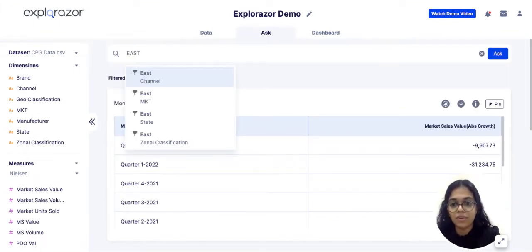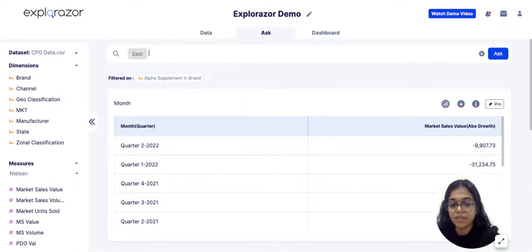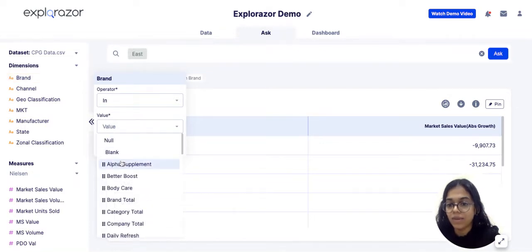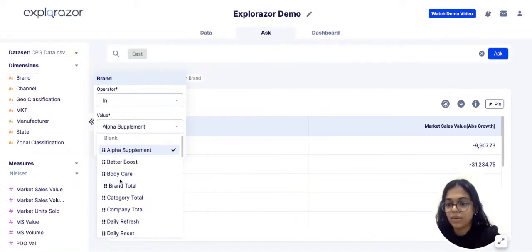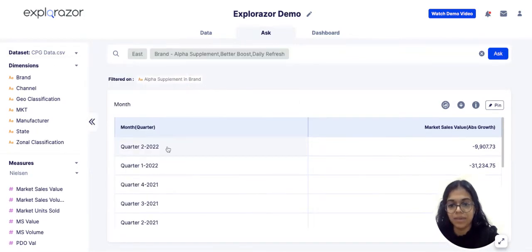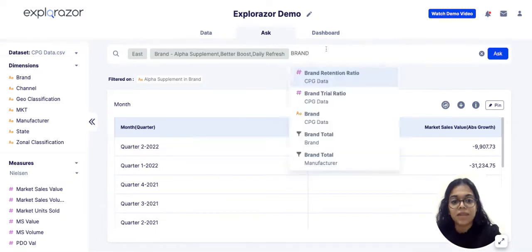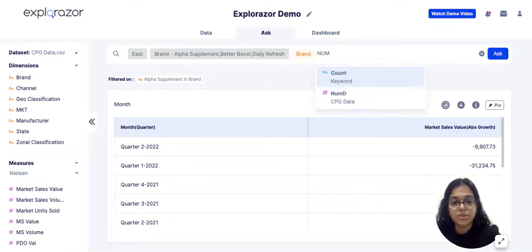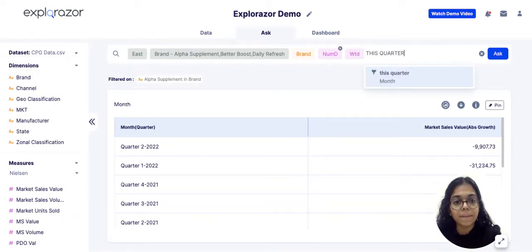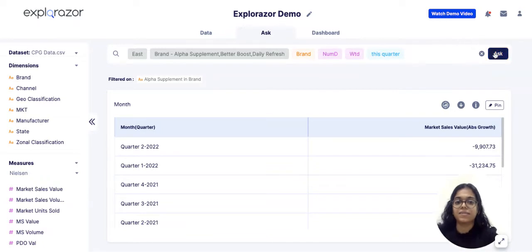So I'm going to type out a new question over here. I'm going to filter out East, and I'm only going to look at a few brands. So I want to look at Alpha Supplement, of course, and I also want to look at a couple of its competitors so I can compare them against their competitors. And I want to look at their distribution metrics like numeric distribution, weighted distribution, and I want to look at this data only for the current quarter. And I'm going to ask.